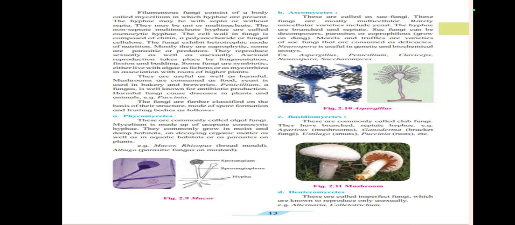The fungi exhibit heterotrophic mode of nutrition. Mostly they are saprophytic. Some are parasitic or predators. They reproduce asexually as well as sexually. Asexual reproduction takes place by fragmentation, fission, and budding, or spores. Some fungi are symbiotic, either living with algae as lichens or as mycorrhiza in association with the roots of higher plants.